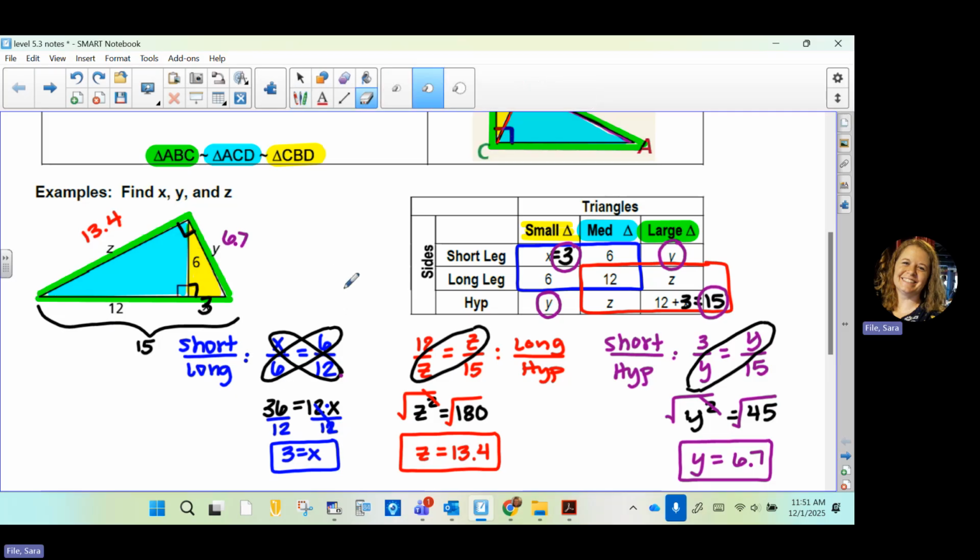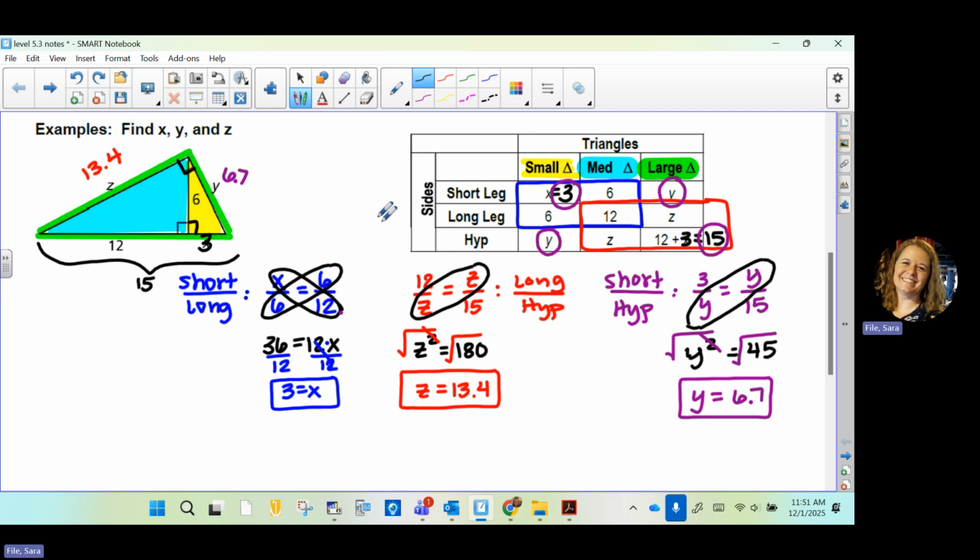Okay, but what's happening here, what I was saying is, if you want to check your answer, you know that in right triangles, you learned a long time ago that Pythagorean theorem, a squared plus b squared equals c squared, is true for all right triangles. So you can use this to check. So the A and B are the legs, C is the hypotenuse. The C is what we said was 15. And then the legs were 13.4 and 6.7.